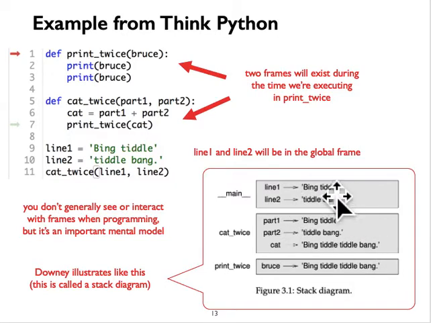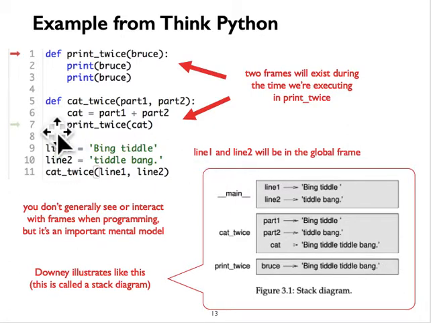Here I see main with the variables that were created in main, namely line 1 and line 2. Here I see the frame called cat twice. I guess the frame is the same as the function, right? The frame created when the function cat twice was invoked. In this line of code, we have a variable called part1, a variable called part2. Those are parameters that are in the function header. I see a local variable called cat, and you can see the values that were passed in.